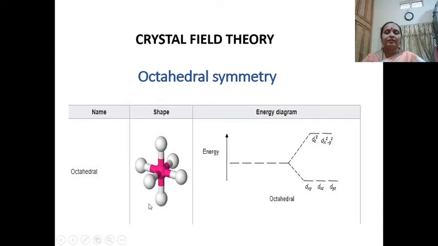In crystal field theory, we are going to observe a central metal atom, and this is going to be surrounded by the ligands. That is, it will have 6 ligands, as in a regular octahedron. Now, what are we going to study in these octahedral symmetries? When the ligands approach, how the degenerate d orbitals undergo splitting.